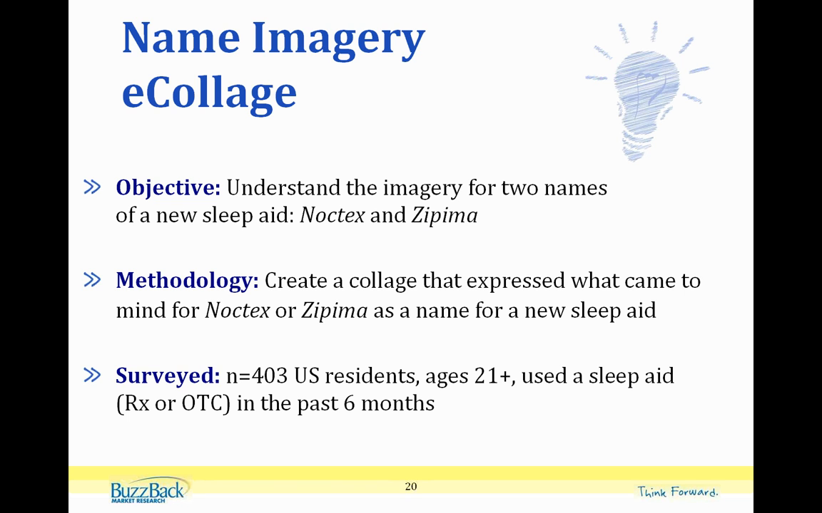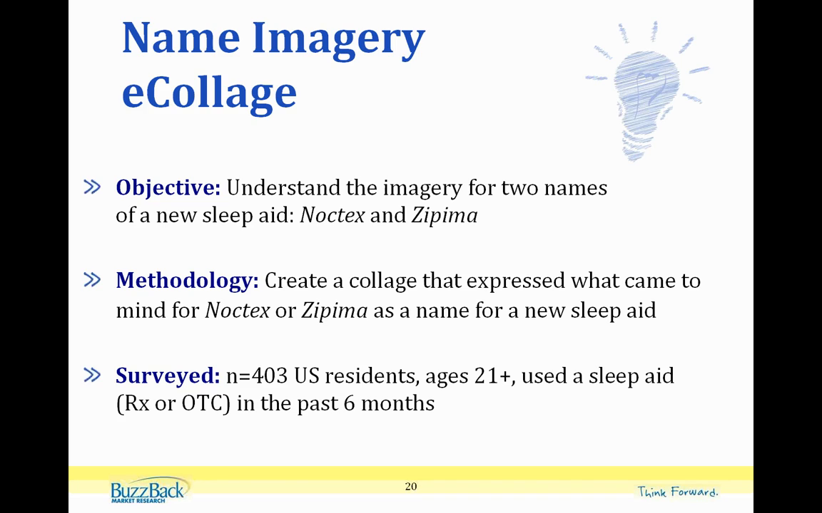So we did a study where we wanted to evaluate two potential names for a sleep aid medication, just to get a sense: are these names communicating to people the imagery we're hoping the product will create in people's minds? So we spoke with 403 people in the U.S. who have used a sleep aid in the past 6 months.